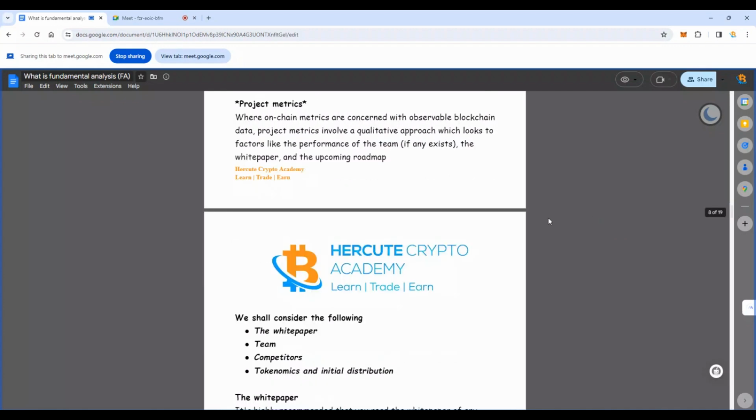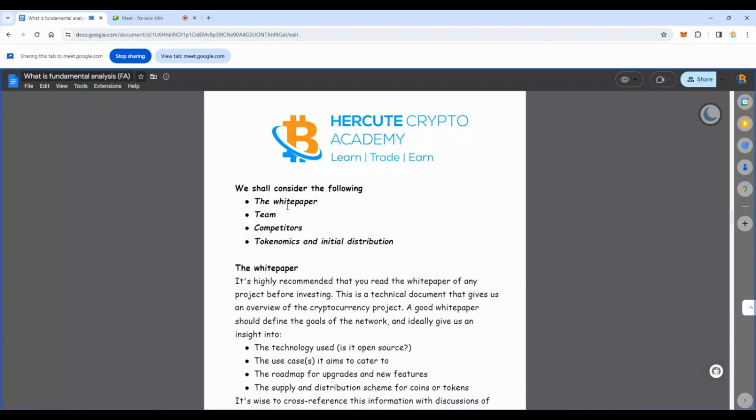And what we are going to start with is what we call the white paper. Then we are going to look at the team. Then we are going to look at the competitors, and then the token economics, or the tokenomics, or rather token distribution, or how tokens have been distributed. Okay? Now, the white paper is the first thing that you are going to look at.